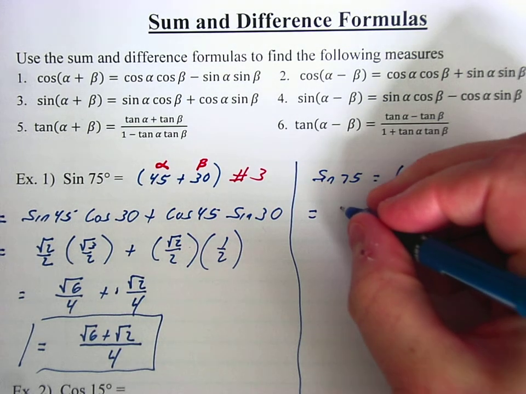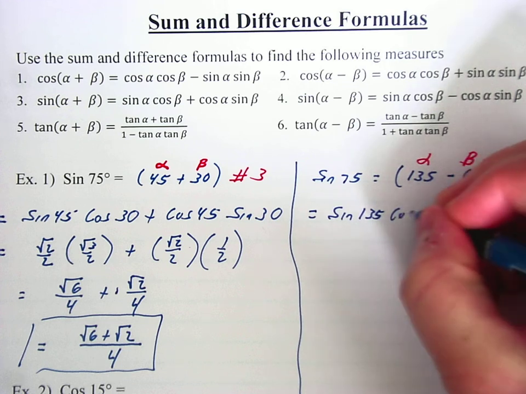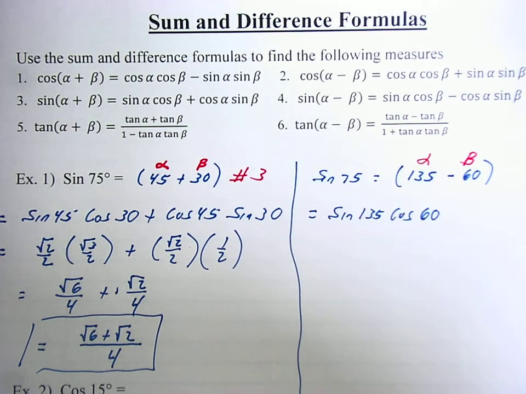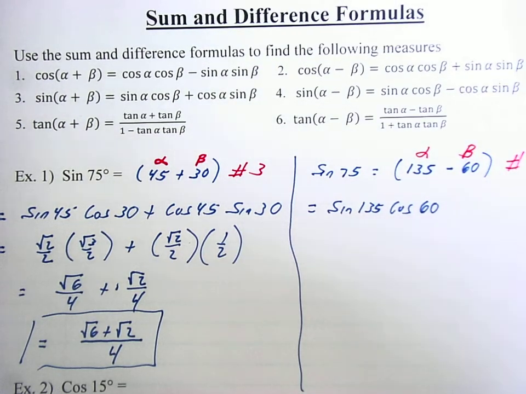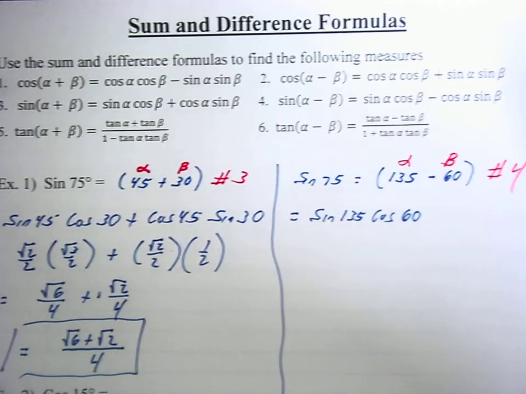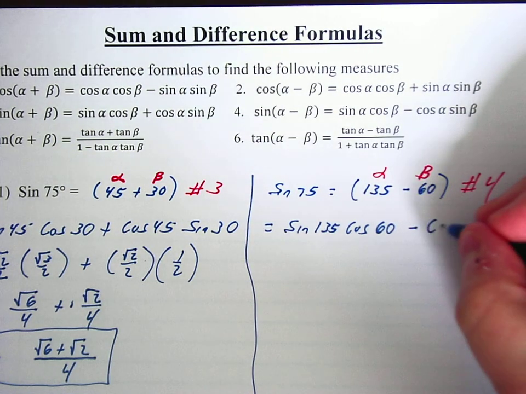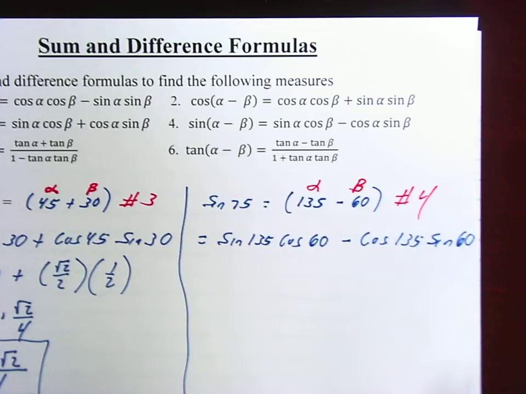All right, so I have the sine of alpha, sine of 135 times the cosine of beta, 60. Now, this is subtraction. Don't use the addition formula. This is going to be formula number 4 because that's the one that's sine and that's the one that's subtraction. So what else we got here? So it's minus the cosine of alpha times the sine of beta. Sorry, barely fitting it on there.